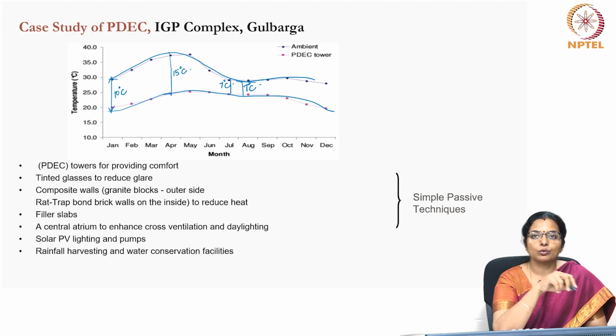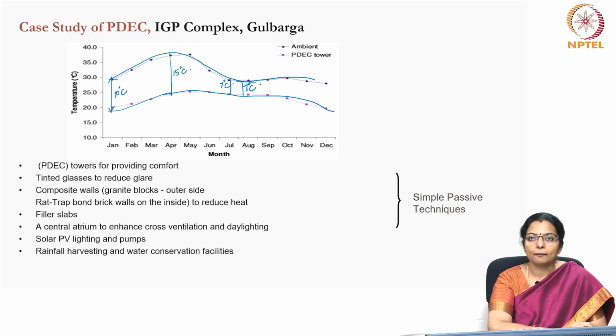This building also uses tinted glass to reduce glare. It has composite walls comprising granite blocks on the outer side and rat trap bond brick walls on the inside to reduce the heat. It acts more like a cavity wall. Filler slabs have been used, and a central atrium to enhance cross ventilation and daylighting. Solar PV lighting and pumps are used in this building, and rainwater harvesting and water conservation facilities have also been incorporated in the IGP complex Gulbarga.